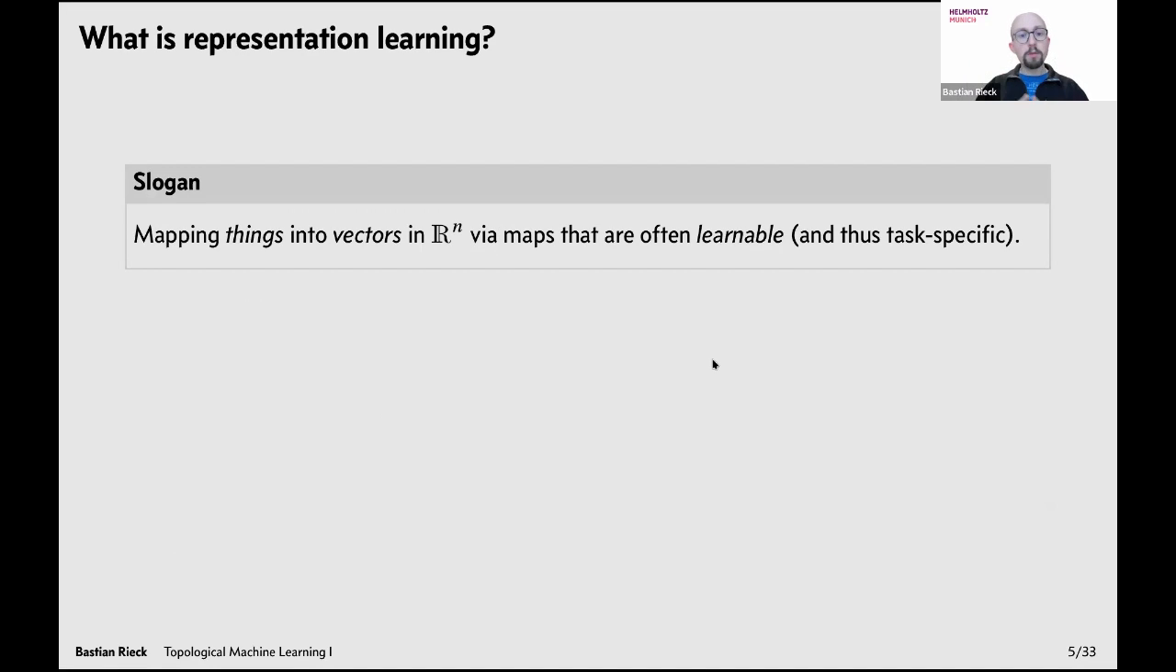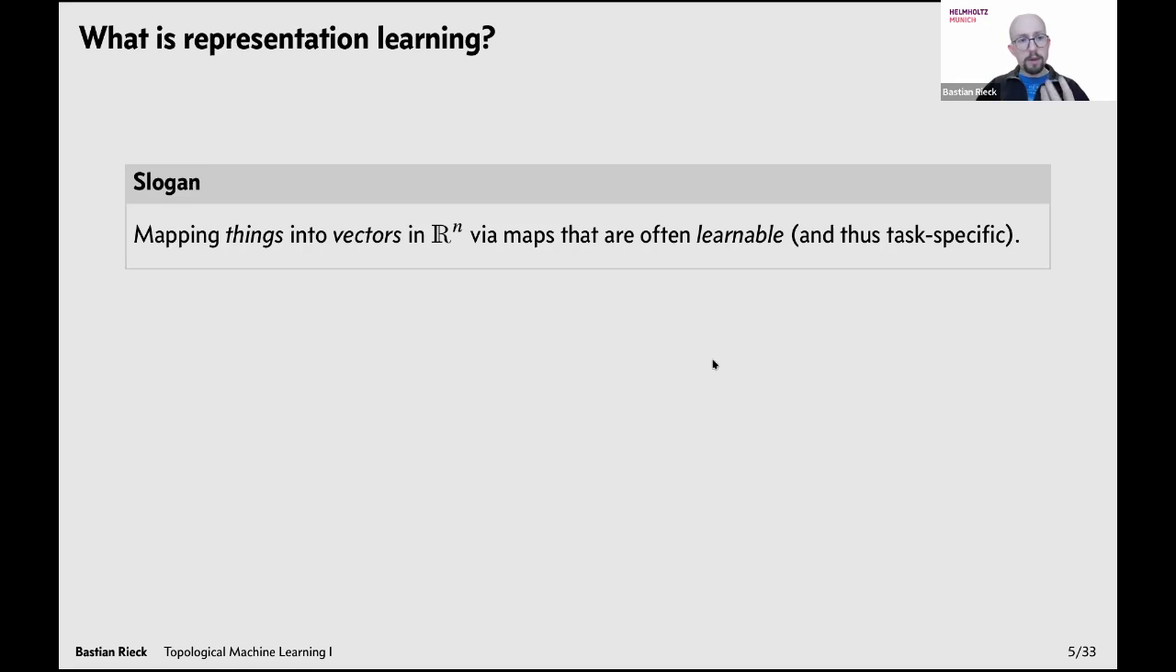Now, we move a little bit further. A lot of the things that I will be talking about tonight, today, wherever you are in your time zone, is following the moniker of representation learning. So representation learning is a subfield of machine learning, and the slogan of representation learning, very abstractly said, is: we map things into vectors in some high-dimensional vector space. We use maps that are often, but not always, learnable and thus, in a sense, task-specific. So that's the slogan of this whole field of research.